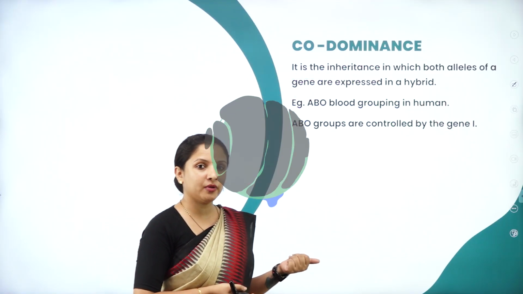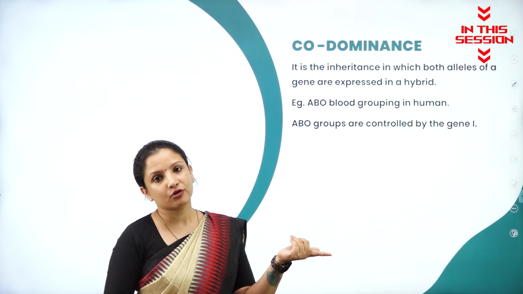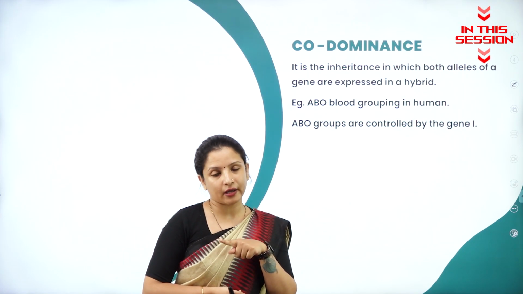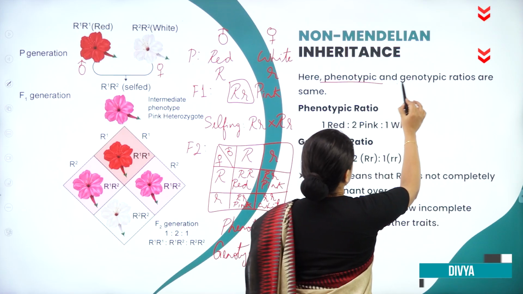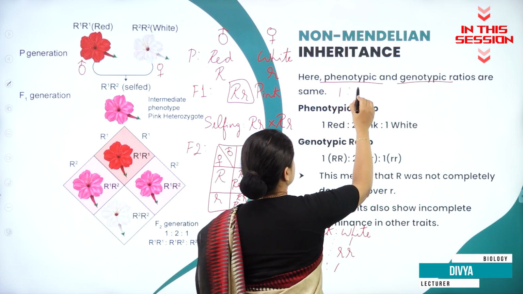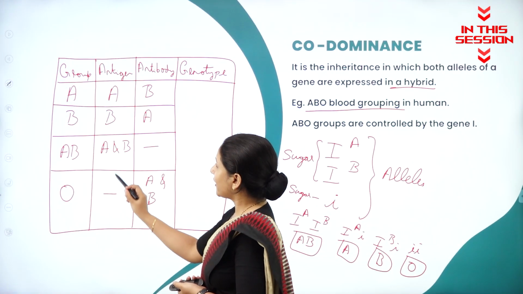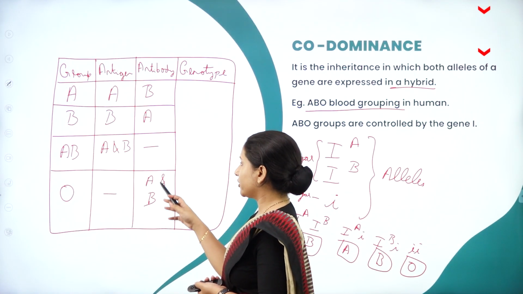In incomplete dominance, the dominant character was not able to suppress the recessive character, so they mixed and formed one more character. Here phenotypic and genotypic ratios are the same. What was the ratio? It was 1:2:1. O cannot have any antigen because it will need to have the antibody A and B.